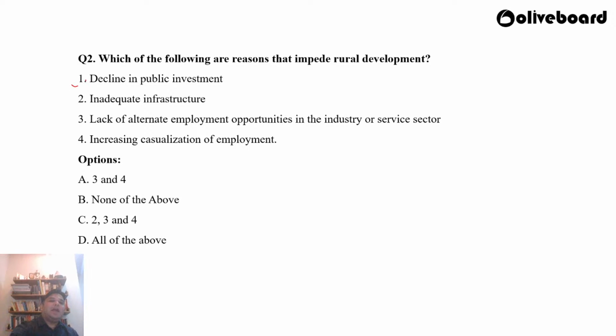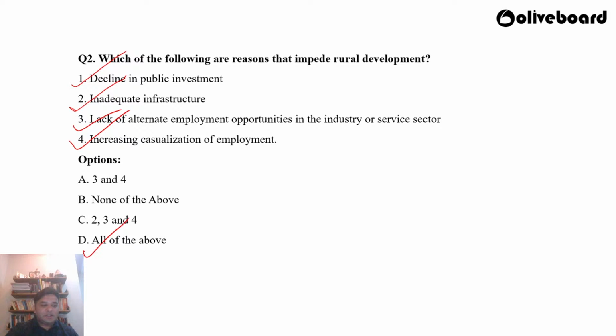First, decline in public investment. Second, inadequate infrastructure. Third, lack of alternate employment opportunities in the industry or service sector. Fourth, increasing casualization of employment. Options are A, 3 and 4, B, none of the above, C, 2, 3 and 4, and D, all of the above. What do you think is the correct answer, boys and girls?